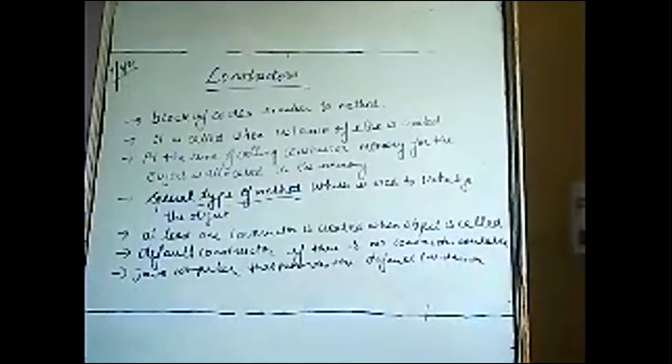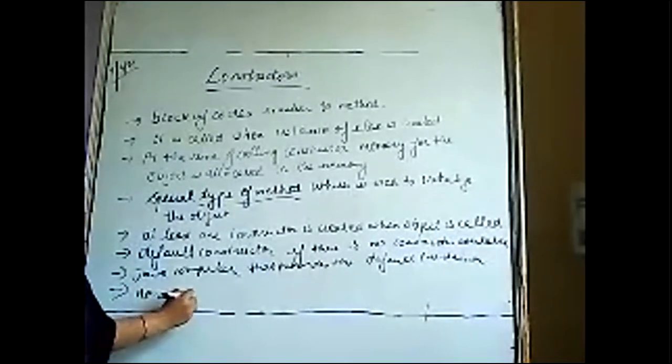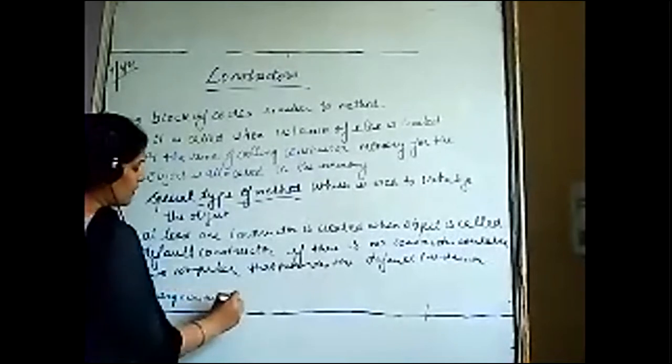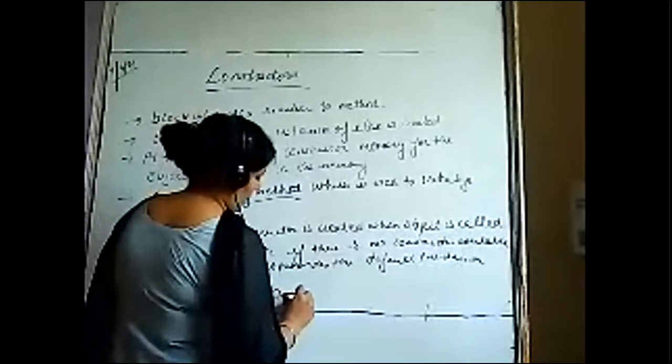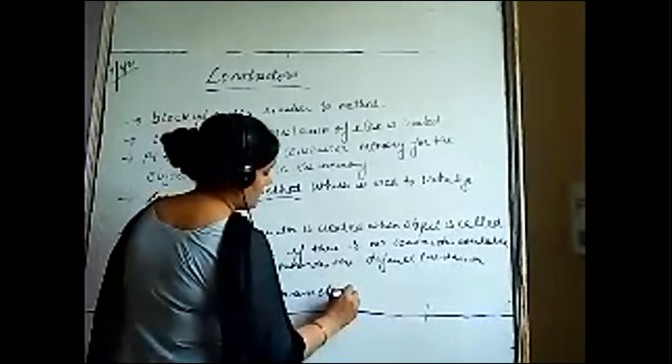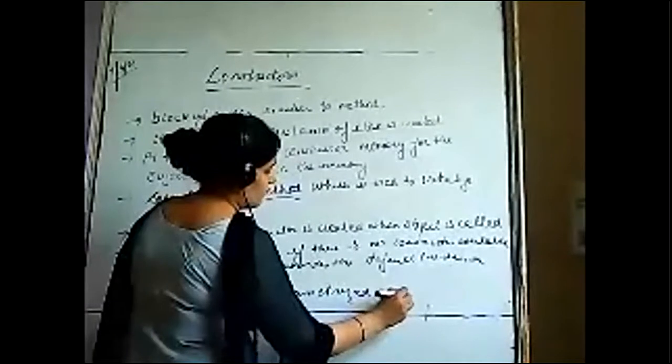Okay. So we basically have two types of constructors that we use. One is a no-argument constructor and another one is a parameterized constructor.